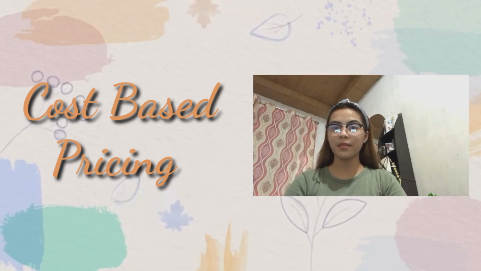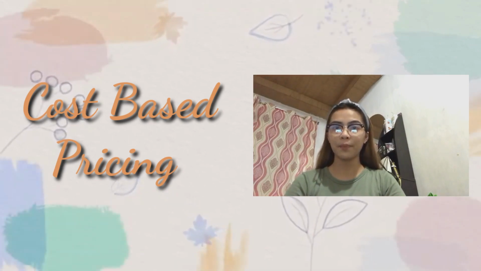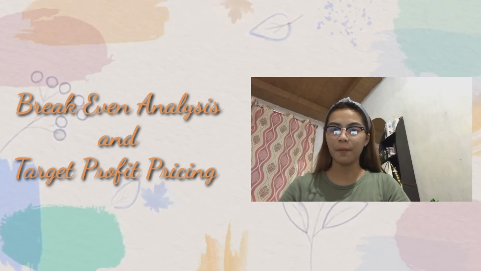Cost-based pricing is a pricing method that is based on the cost of production, manufacturing, and distribution. Essentially, the price of a product is determined by adding a percentage of the manufacturing cost to the selling price to make a profit. Break-even and target profit pricing.